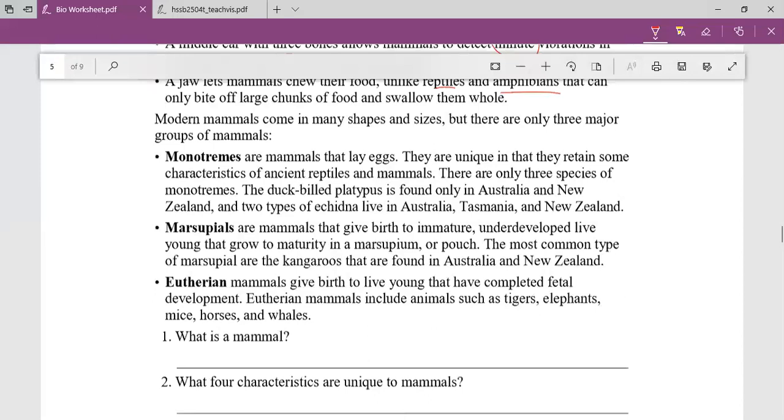So modern mammals come in many shapes and sizes, but there are only 3 major groups of mammals we have. The monotremes. Monotremes are mammals that lay eggs. They are unique in that they retain some of the characteristics of ancient reptiles. So the monotremes combine the qualities of reptiles and the mammals.